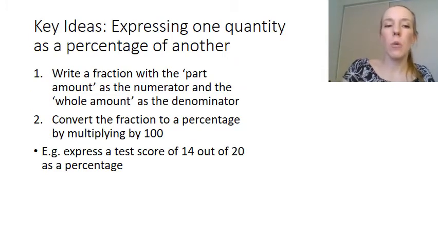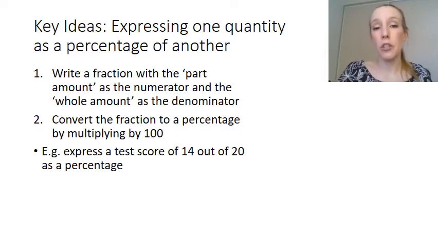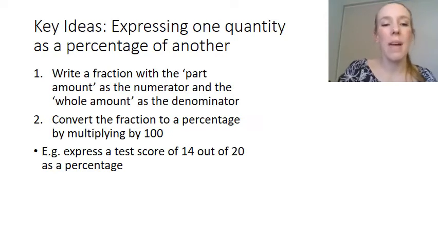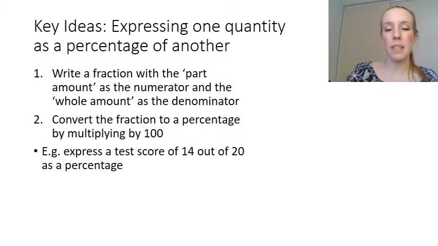So some key ideas for today. Expressing one quantity as a percentage of another. What we have to do is write a fraction first, with the part amount as the numerator and the whole amount as the denominator. We then have to convert the fraction to a percentage by multiplying by 100. So for instance, express a test score of 14 out of 20 as a percentage.